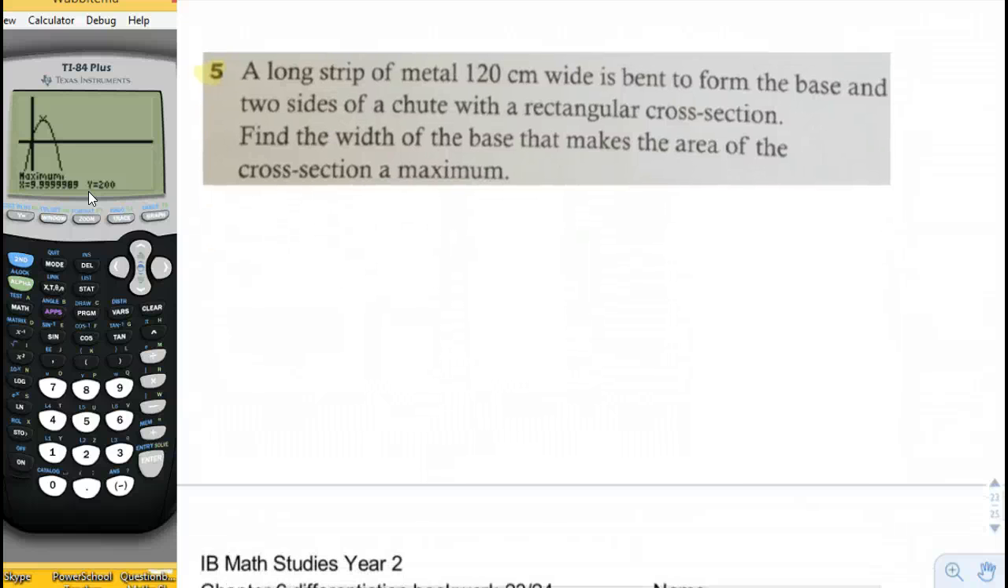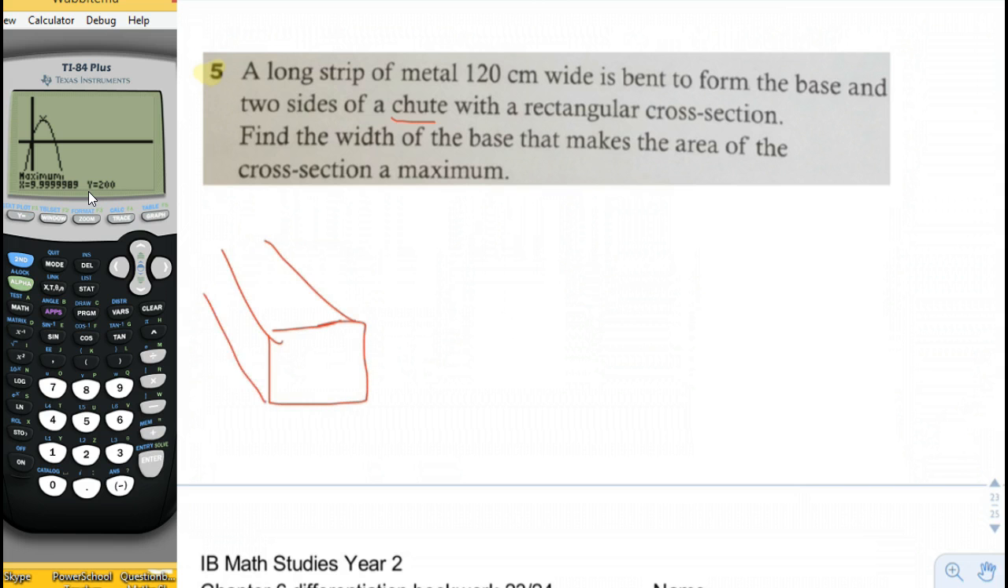A long strip of metal 120 centimeters wide is bent to form the base and two sides of a chute. A chute is like a big square tube, or a rectangular tube, with a rectangular cross section. Okay, find the width of the base that makes the area of the cross section a maximum.